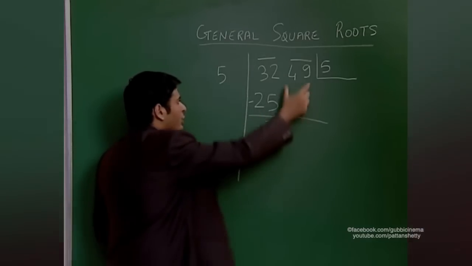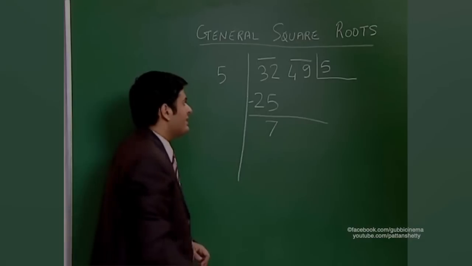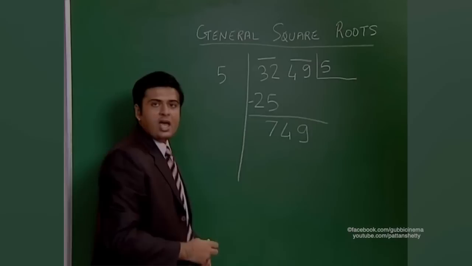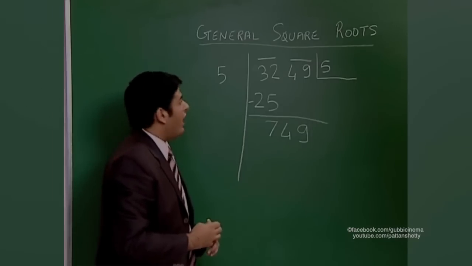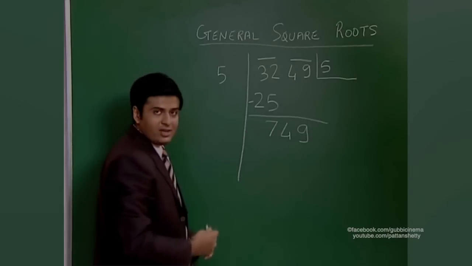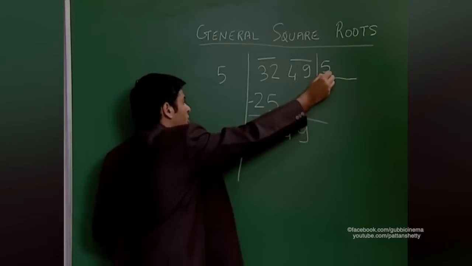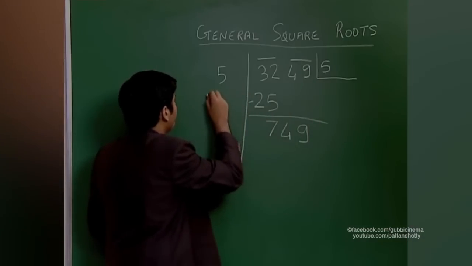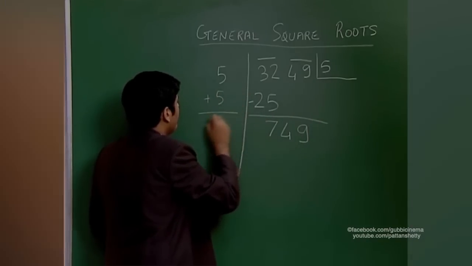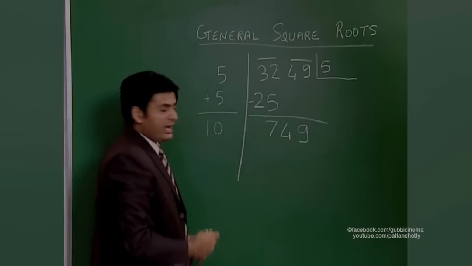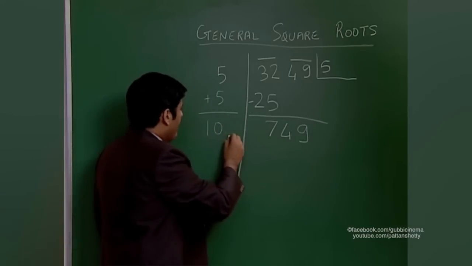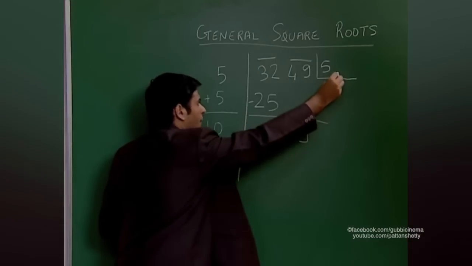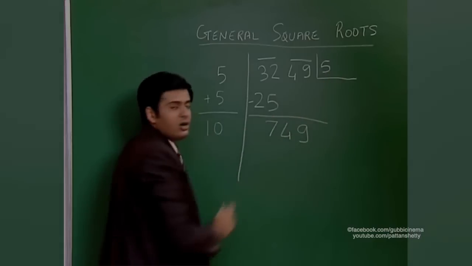And now I have to bring the whole group down. I can't bring a single digit. 49 comes down as 49. And we remember our two rules. Our first rule had said after every step, add the quotient to the divisor to get the new divisor. So 5 plus 5 will give me 10. And our second rule says this number has to be suffixed here, but whatever number you suffix here has to come here. We multiply these two and write down.